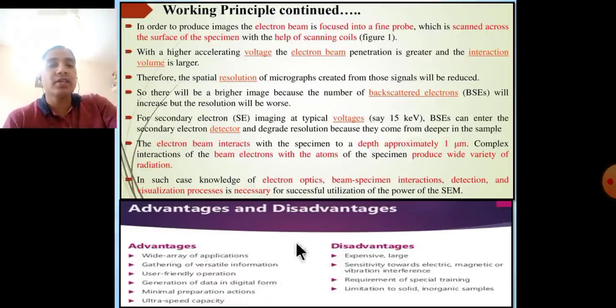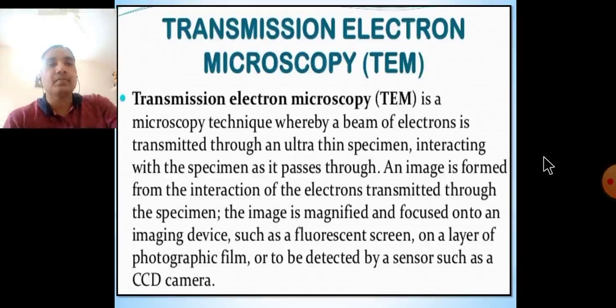Disadvantages: this technique is expensive and large, has sensitivity toward electric, magnetic, or vibration interferences, requires special training, and is limited to solid inorganic samples. These are the disadvantages of SEM. The second technique is the electron microscope, the transmission electron microscope, that is the TEM.